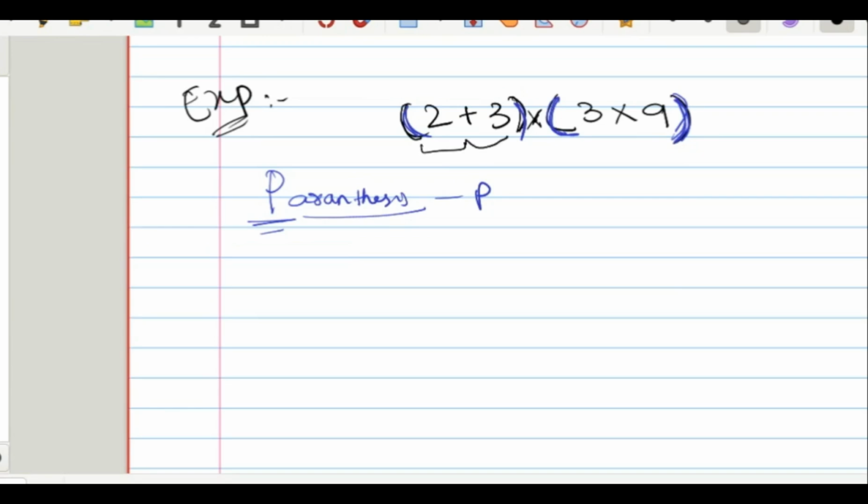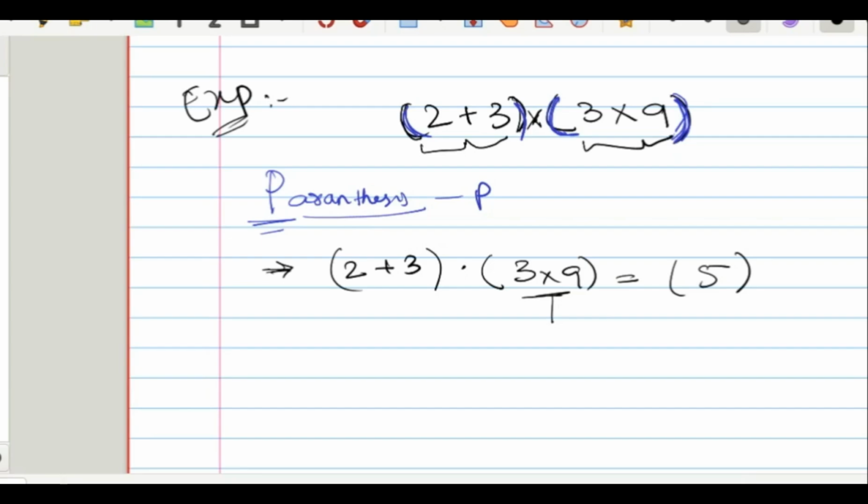Like the 2 plus 3 and 3 times 9. First resolve these. How will you do this? Let me write this question again. 2 plus 3, and the dot also means multiplication. So what is 2 plus 3? It is 5. Let me write the 5 here.